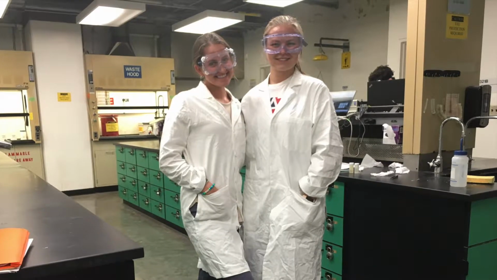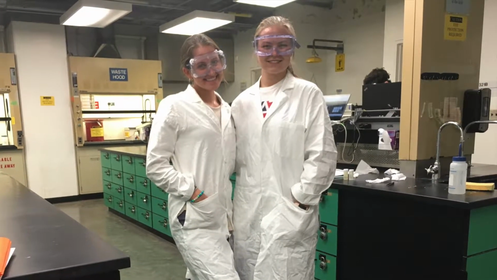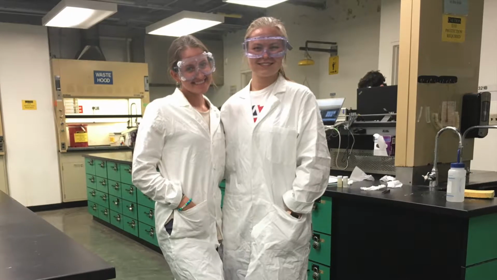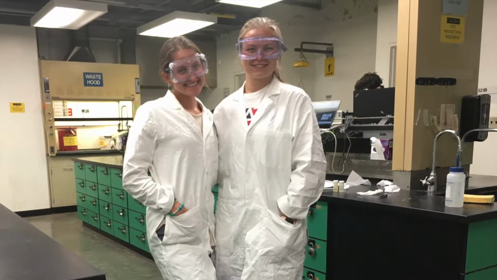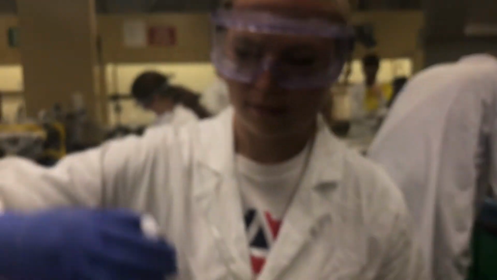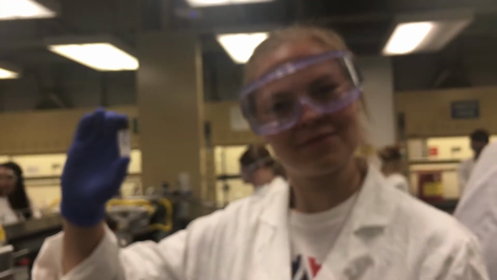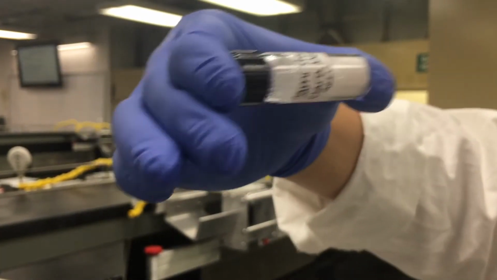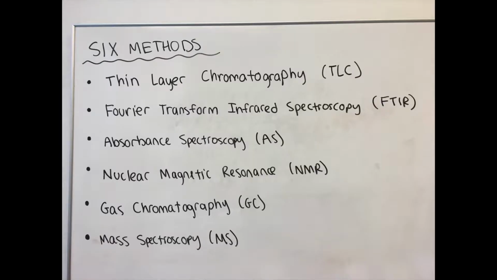We recently conducted our final experiment in Chemistry 162, where we identified an unknown solid using methods learned throughout the semester. The first thing we did was observe the solid. It was a finely ground white solid that resembled snow. It also appeared crystallized. There were 6 methods available to use for identification purposes: thin layer chromatography, Fourier transform infrared spectroscopy, absorbance spectroscopy, nuclear magnetic resonance, gas chromatography, and mass spectroscopy.